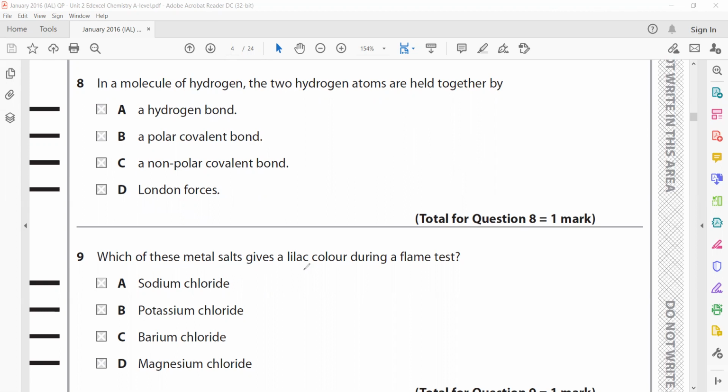Which of these metals gives a lilac color? Potassium. So lilac is due to potassium. That's why B is the right answer.